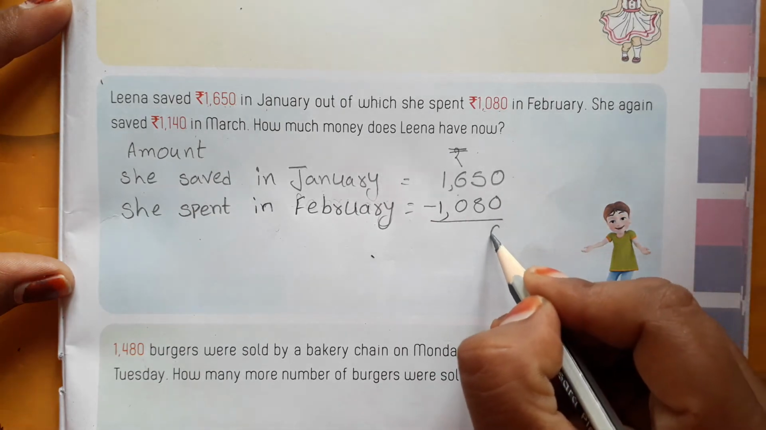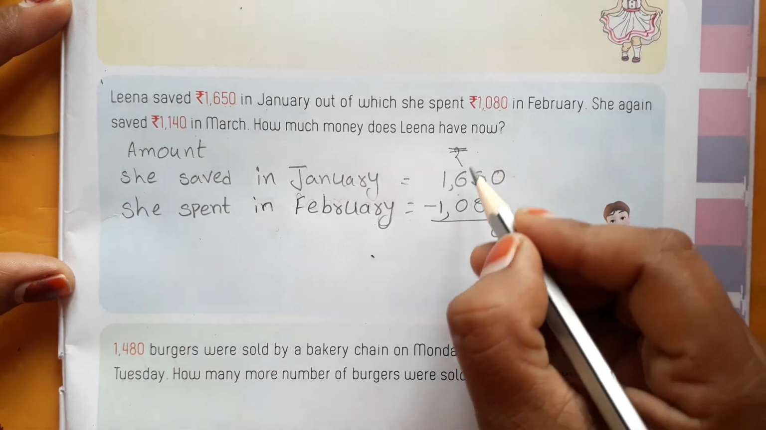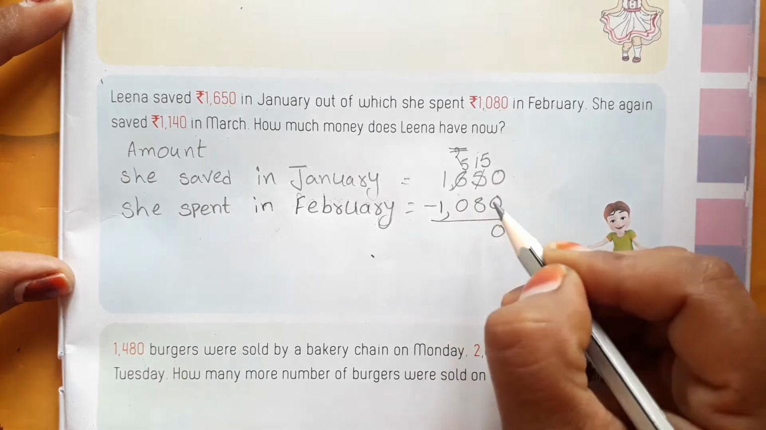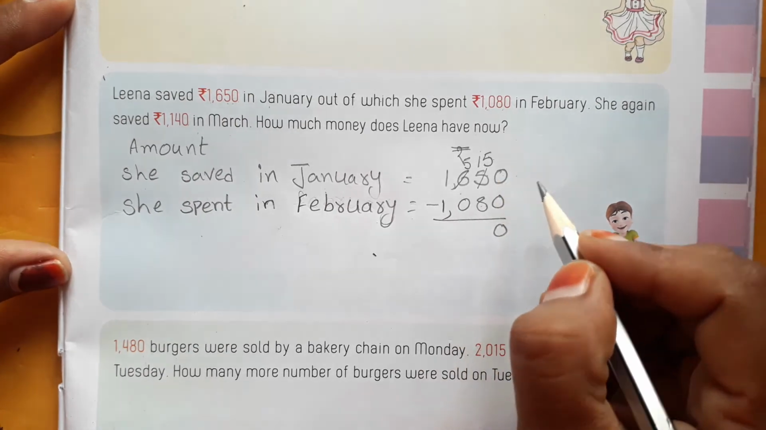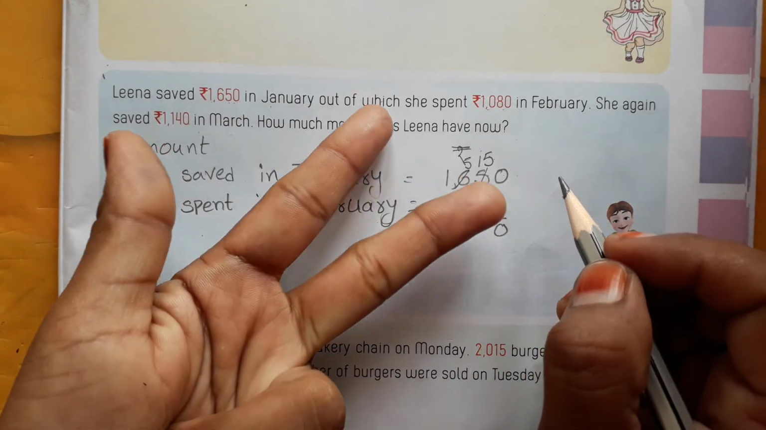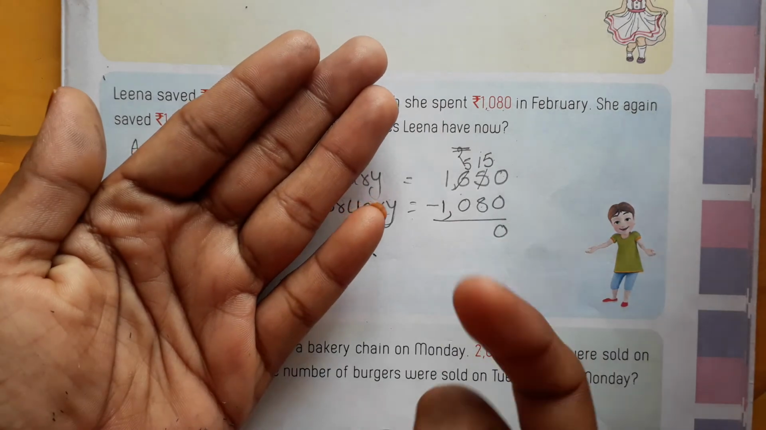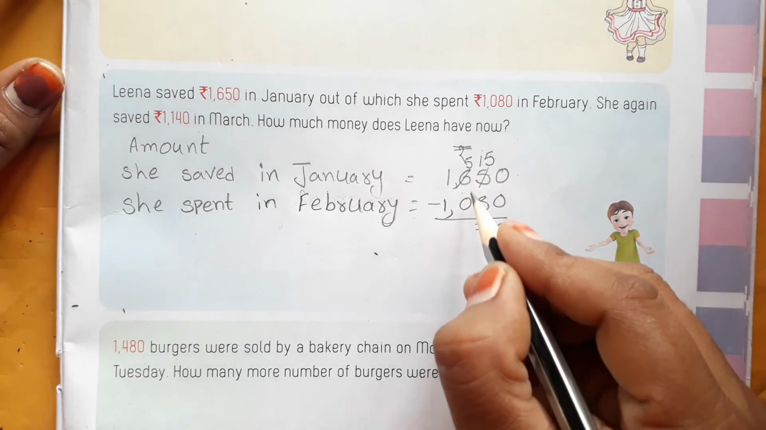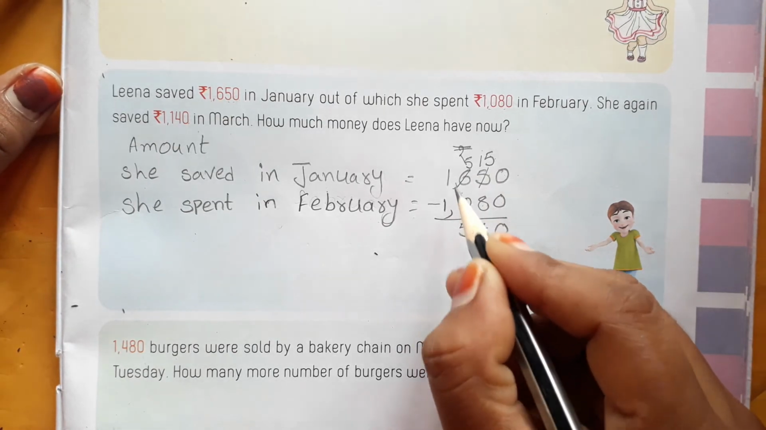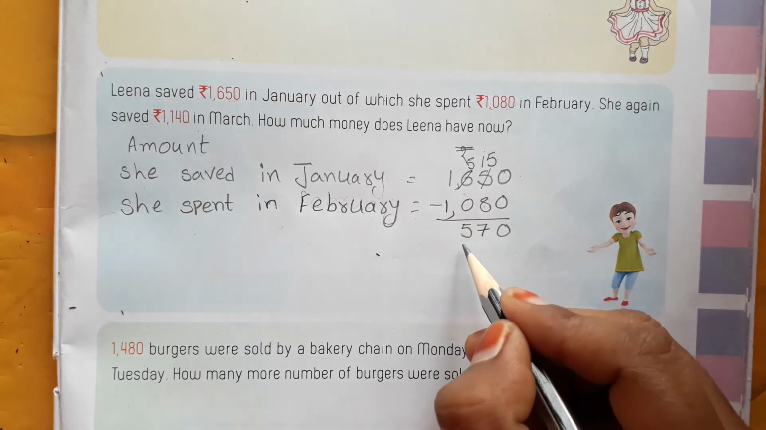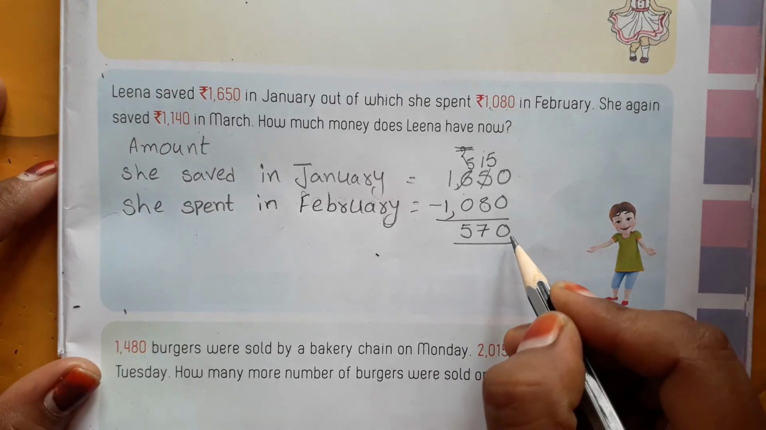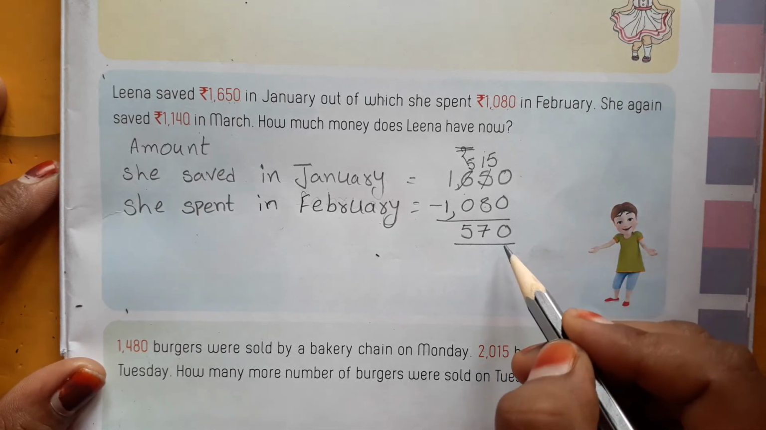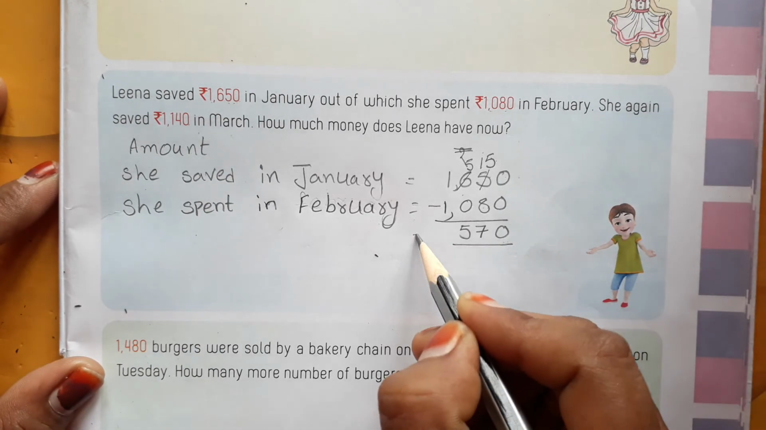0 minus 0, 0. 5 minus 8, not possible. Get borrow. 6 becomes 5. 5 becomes 15. 15 minus 8. Count 8 after up to 15. 8 after 9, 10, 11, 12, 13, 14, 15. How much? 7. 5 minus 0, 5. 1 minus 1, 0. No need to write 0. So 570. After she spent in February, she has 570 rupees with her.